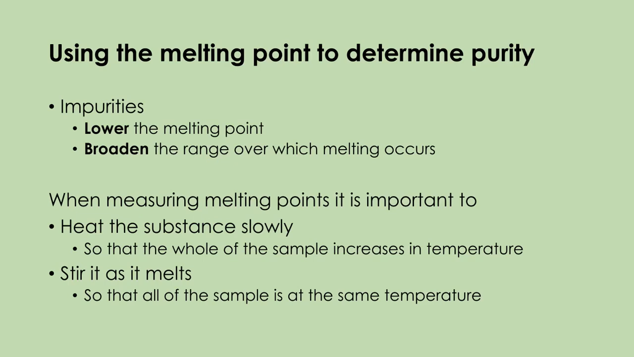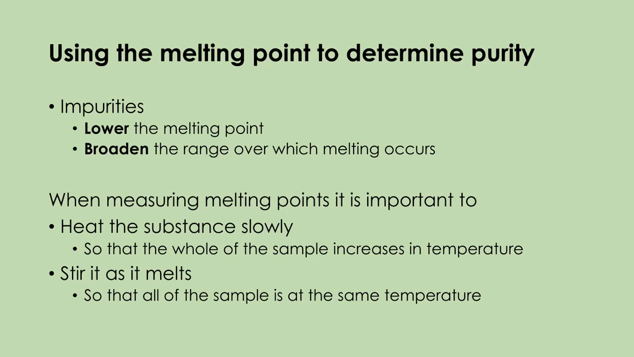So we need to be able to describe how to use the melting point to determine purity. By looking at the melting point, we can see whether something's pure or not. When we add an impurity to a substance, it lowers the melting point, and it also broadens the range over which melting occurs. If we talk about ice, for example, the melting point of ice is 0 degrees C. If there was something impure in it, that melting point would be lower. The more impurity you've got, the lower it would be. So it would be lower than 0 degrees C, like -1, -2 degrees C.